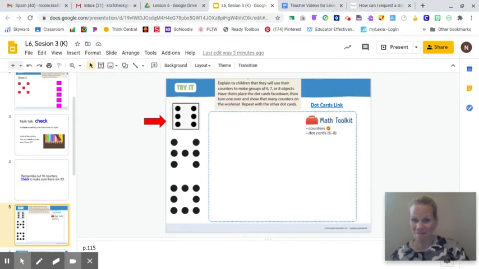All right, welcome back. Do you have 10 counters? Did you check to make sure there were 10 by counting them? Wonderful. Good job following directions.